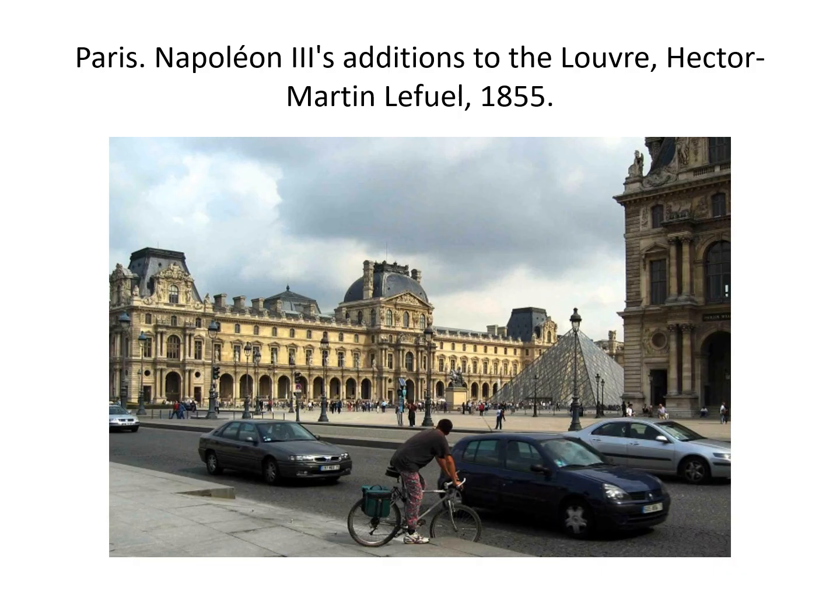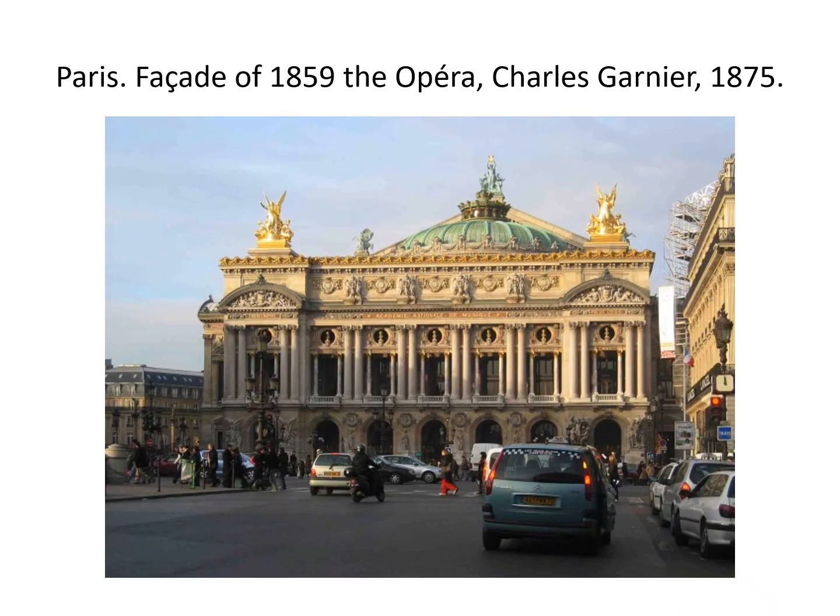Aside from their hygienic and military objectives, both Napoleon III and Haussmann aspired to architectural greatness. This image, Napoleon III's additions to the Louvre, Hector Martin Lefuel, 1855. In this image in Paris, the facade of 1859, the Opera, Charles Garnier, 1875.